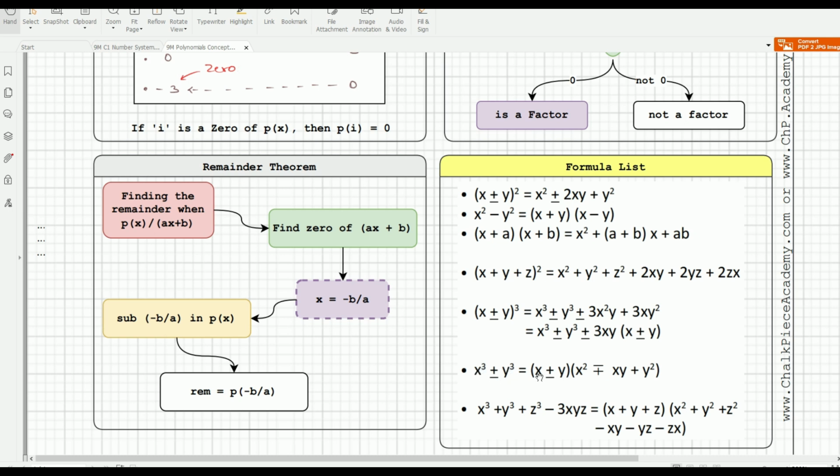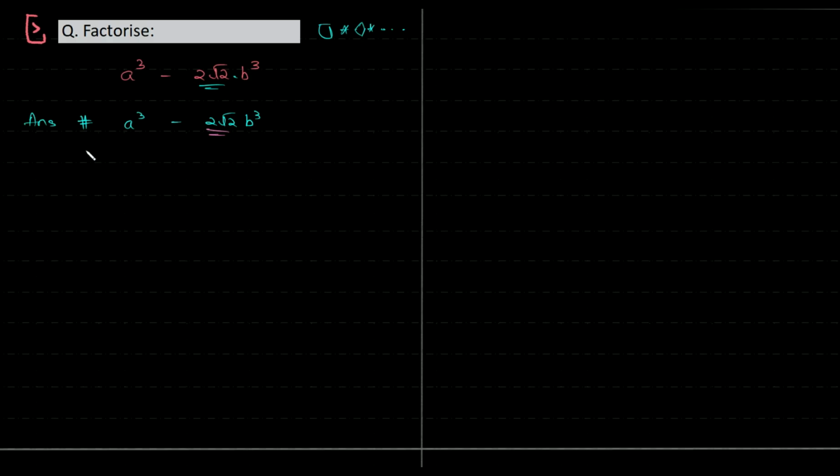So a cube minus b cube is a minus b into a square plus ab plus b square. That's the identity. So the identity is a cube minus b cube, which is a minus b into a square plus ab plus b square. Okay, and now we have to figure out, see, a cube is very clear. B cube, this term has weird things. 2 root 2 b cube. How do you handle this?